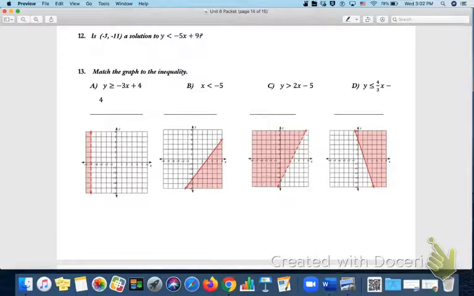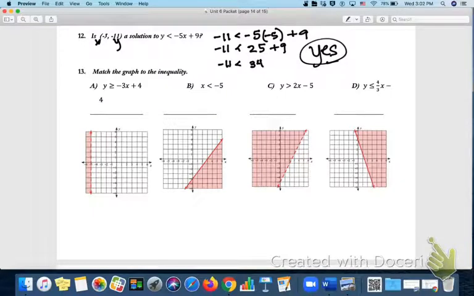Number 12, is (-5, -11) a solution to y is less than -5x plus 9? All you need to do here is use substitution. So plug in what you know. -11 is less than -5 times -5 plus 9. Simplify that. -11 is less than 25 plus 9. -11 is less than 34. That is a true statement. So that would fall in the shaded region of that graph of the inequality.